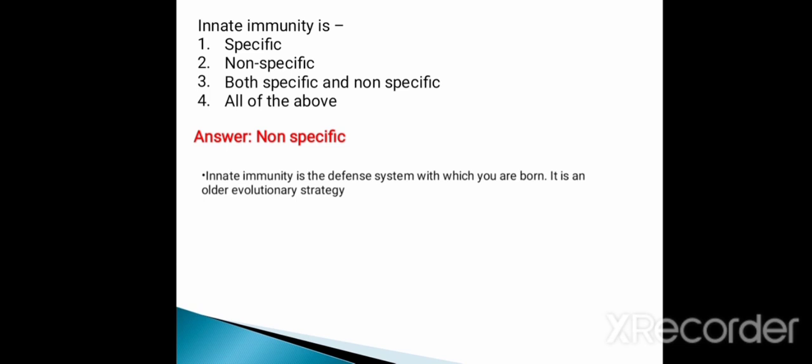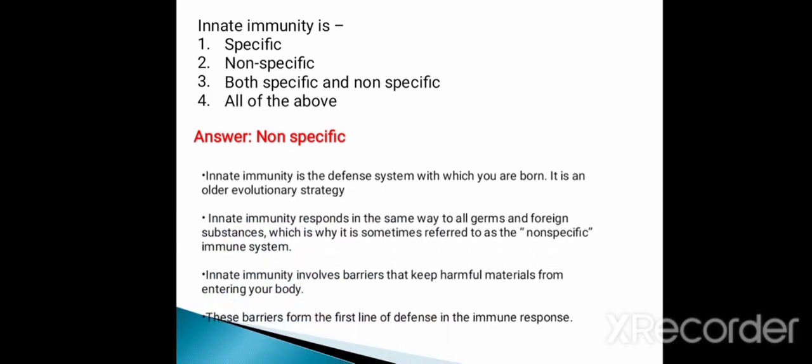Innate immunity is the defense system with which you are born. It is an older evolutionary strategy. Innate immunity responds in the same way to all germs and foreign substances, which is why it is sometimes referred to as the non-specific immune system. Innate immunity involves barriers that keep harmful materials from entering our body. These barriers form the first line of defense in the immune response.